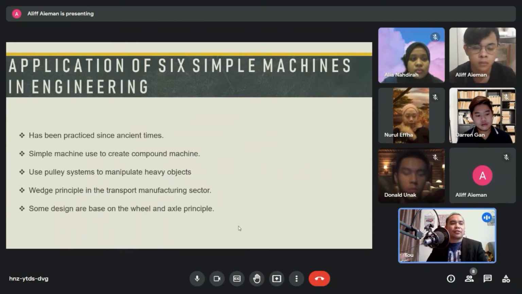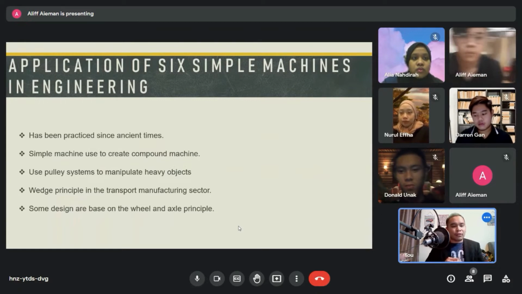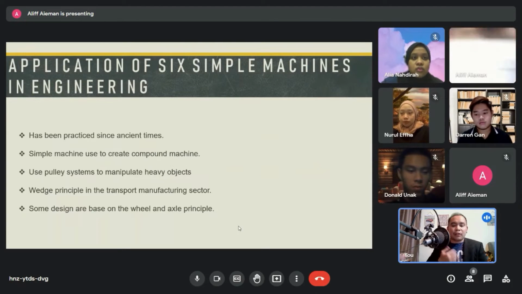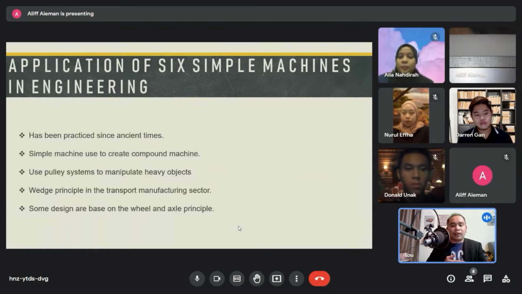Okay, this one is the application of the six simple machines in the engineering field. Six simple machines have existed since ancient times, where their use can be seen during the construction of the pyramids and the construction of the Colosseum. Their applications are used until today, such as in the construction of skyscrapers and also bridges.